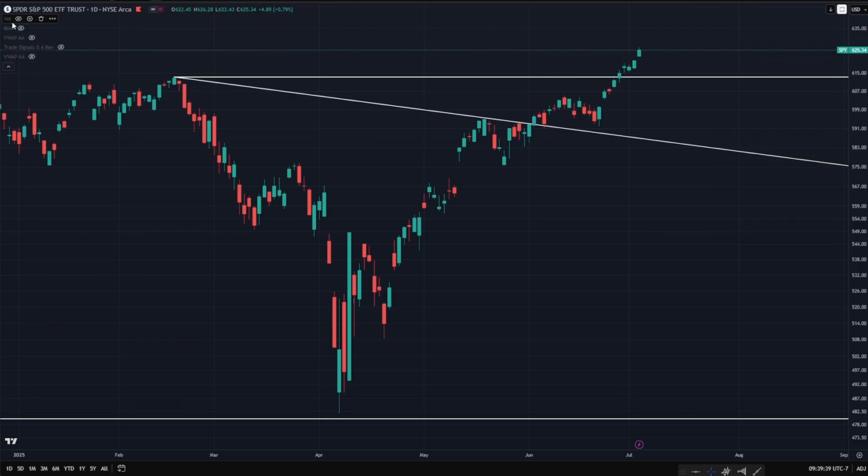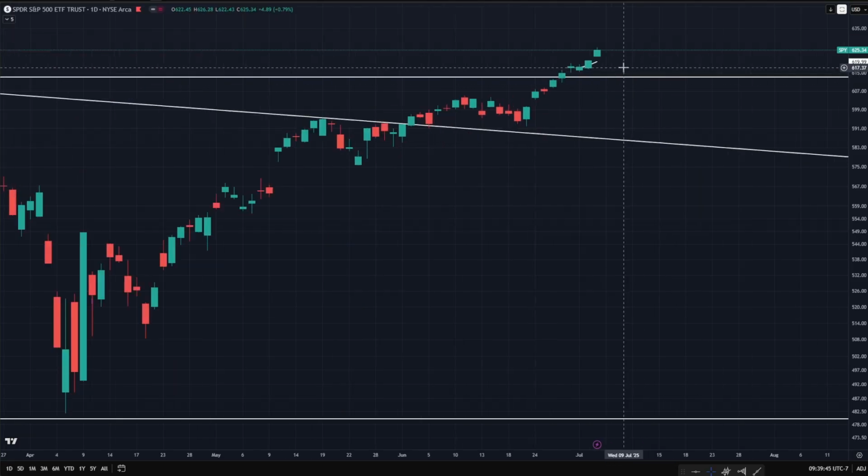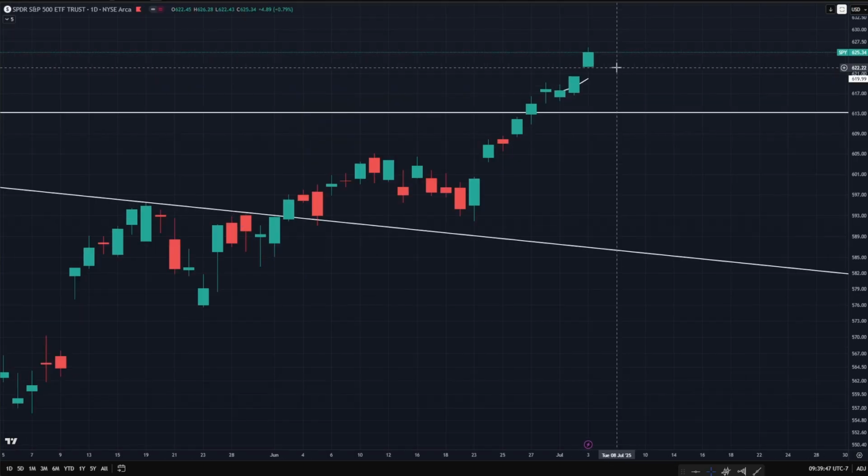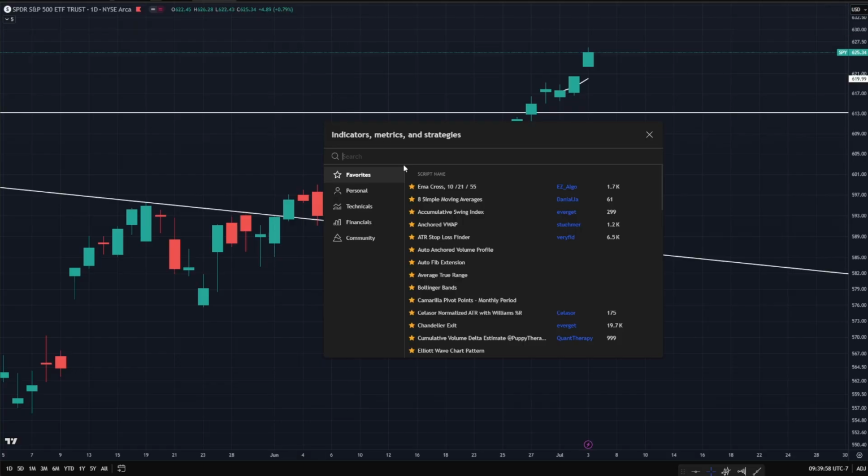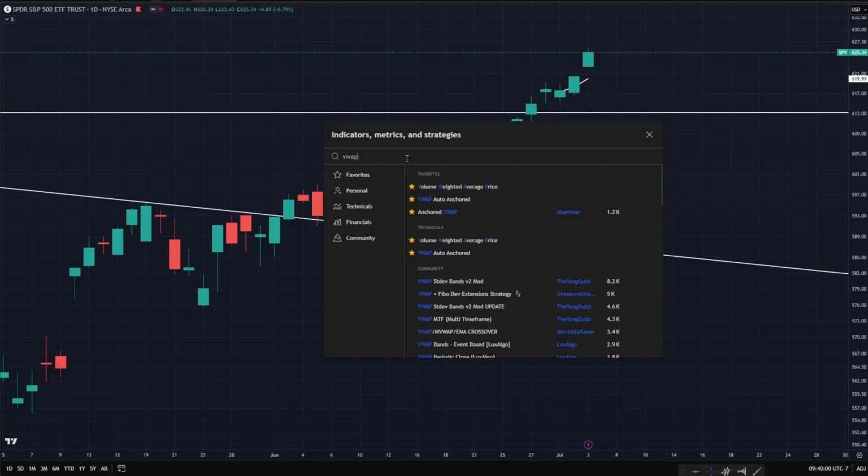And so usually the first thing I do when I analyze SPY is I put on this indicator. I think I talk about it a lot. It's VWAP, which is anchored to the beginning of each quarter. And all the indicators I use are in TradingView, so they're all free for the most part. I'm pretty sure all the indicators I use are free on here if you search them up. So I think this one's called VWAP Auto Anchored.